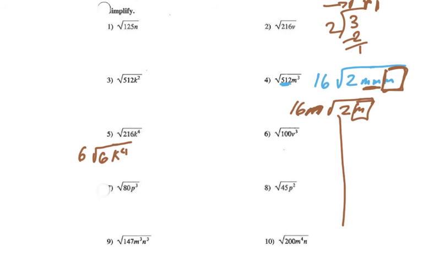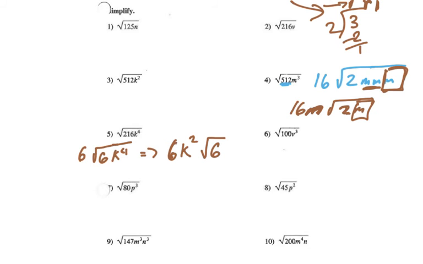So if I apply the logic I just did here, 4 divided by 2 is 2. So this is going to give me 6k squared root 6. Okay. So 4 divided by 2 is 2, remainder 0. So there's no k on the inside. There's no k as the radicand, but we do have 2 k's on the outside because 4 divided by 2 is 2. The quotient is 2.